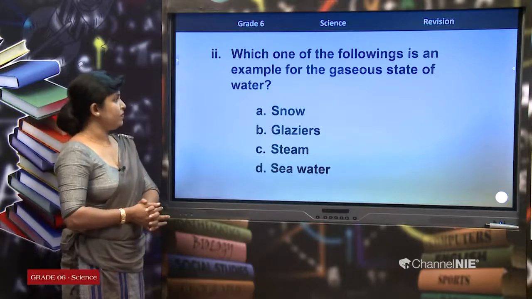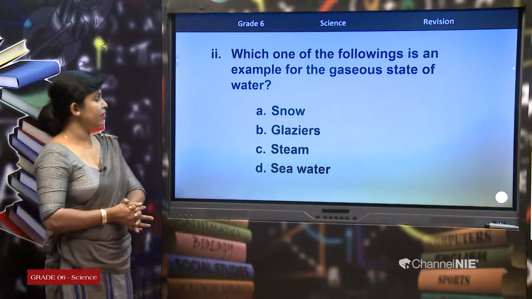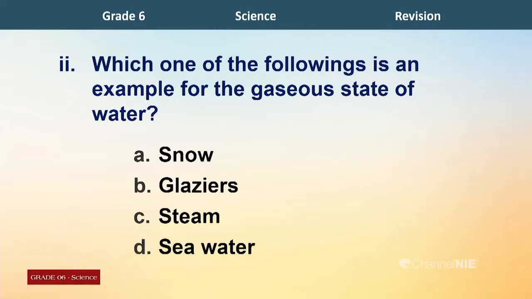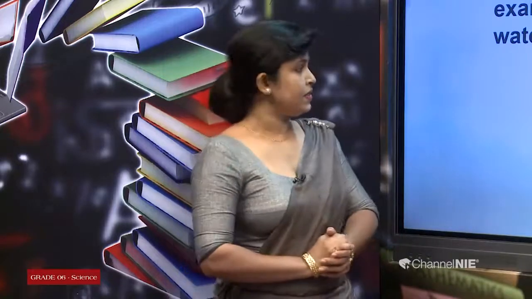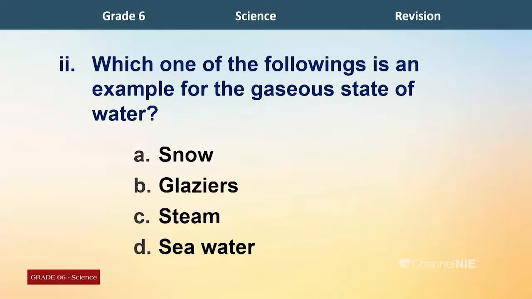Which one of the following is an example for the gaseous state of water? The answers given here are snow, glaciers, steam and seawater. Look at the first two answers. Snow and glaciers are in the form of solid. Steam is in the form of gas and seawater is in the form of liquid.